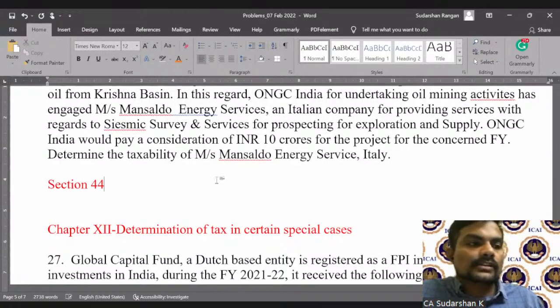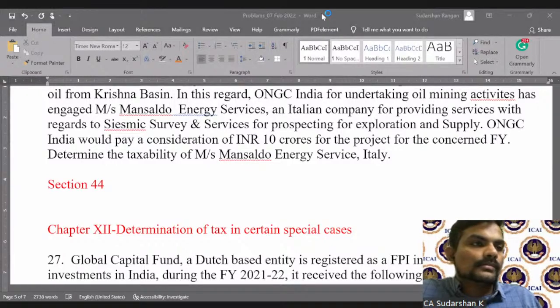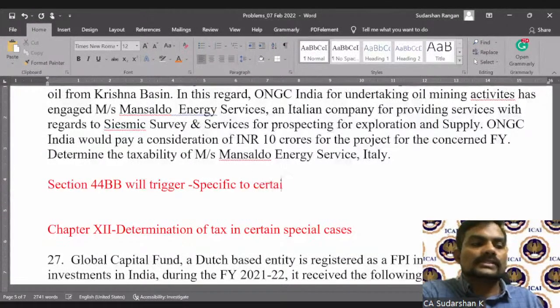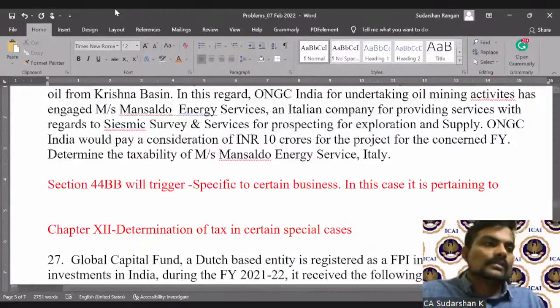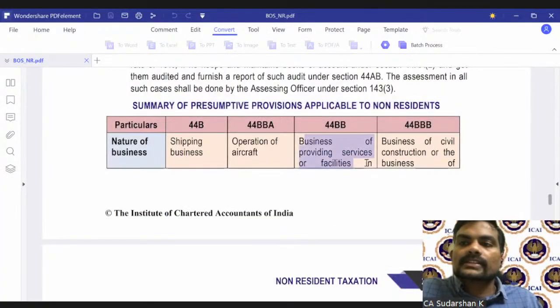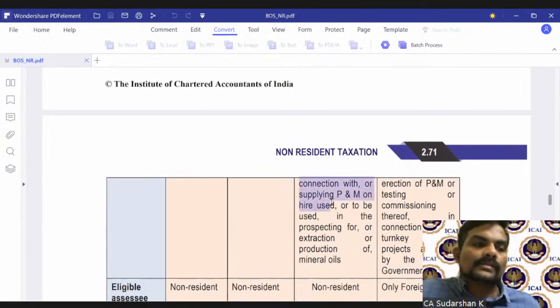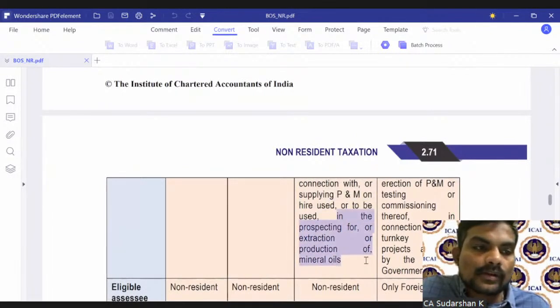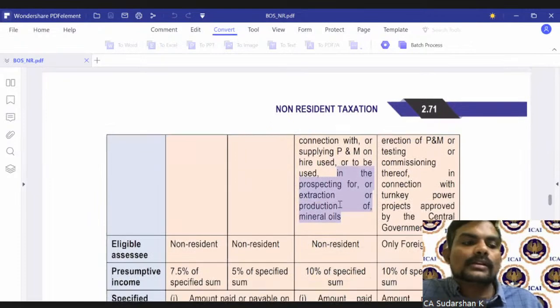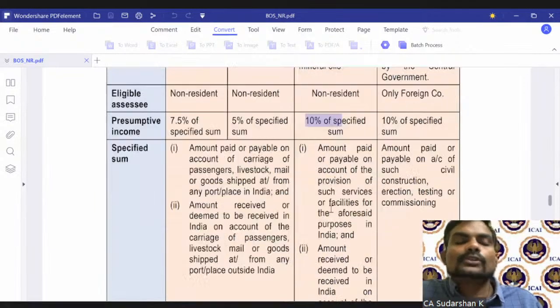So in the given case, section 44BB will trigger. All these are specific to certain businesses. In this case, it is pertaining to, as you can see here, 44BB, business of providing services or facilities in connection with plant and machinery used in the prospecting for or extraction or production of mineral oils. So specifically for mineral oils, 44BB will trigger. So you have a presumptive income of 10% and you have the option to declare a lower profit.